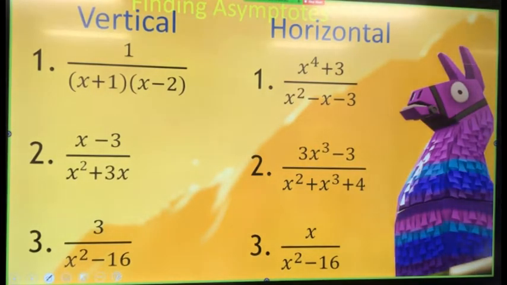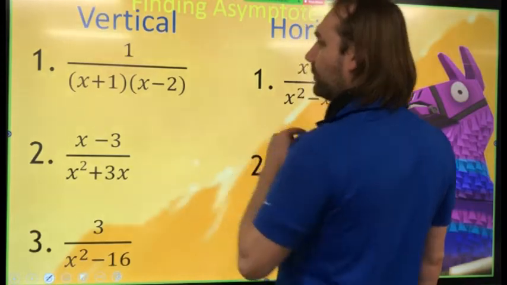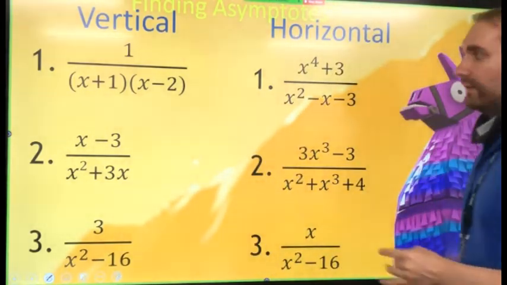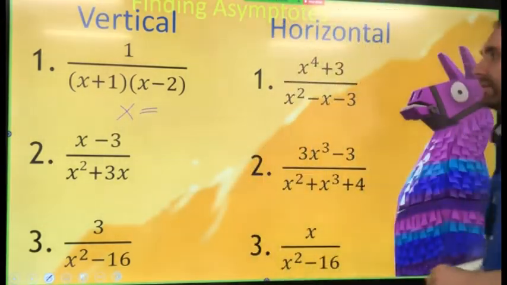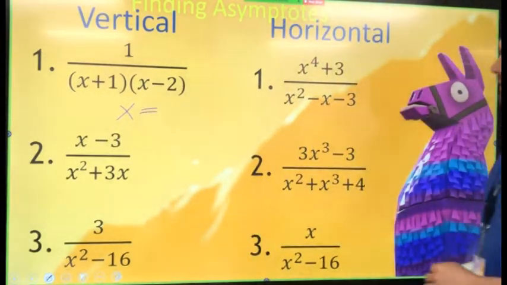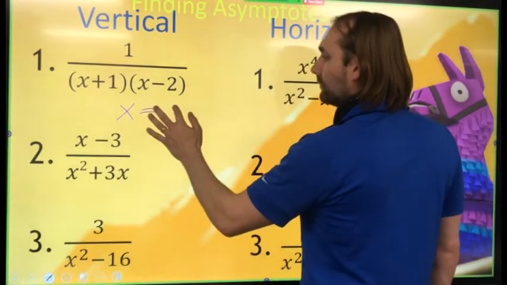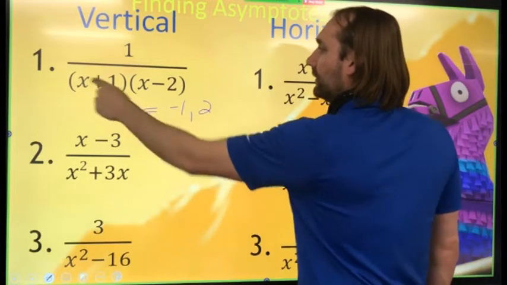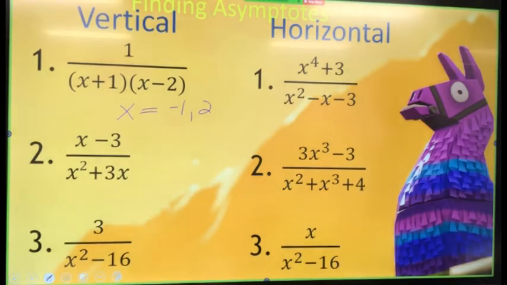1 over x plus 1 times x minus 2. First off, is the vertical asymptote an x equals or a y equals? What kind of line is it? X equals, because it affects the domain, and domain is talking about the x. All right, so x equals, what values will make the denominator 0? -1 and 2. Very good, -1 and 2. Basically flipping the signs of those.